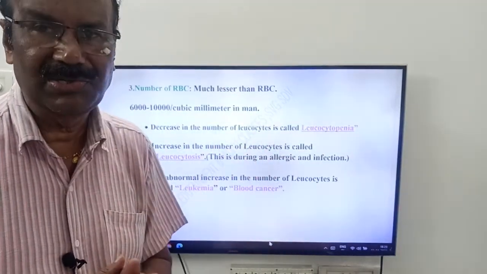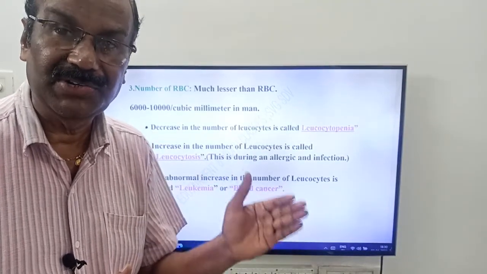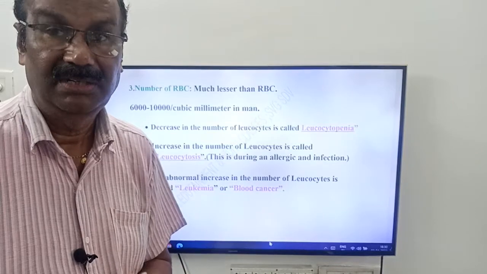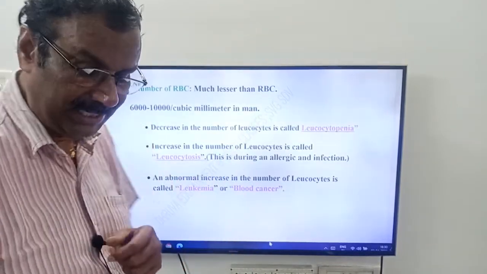Generally, leukocytosis takes place when an individual is suffering from infection or allergy. But leukemia is a blood cancer, friends. That is abnormal increasing of the WBC.